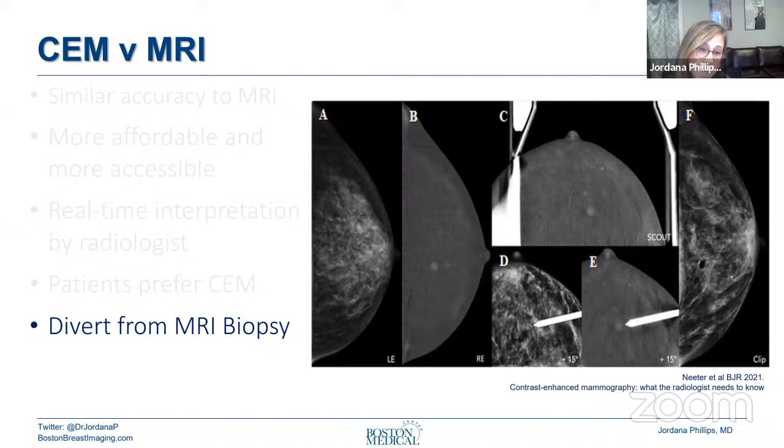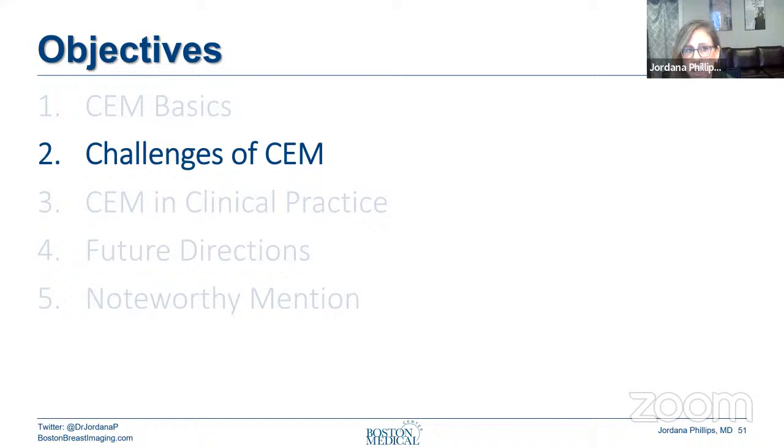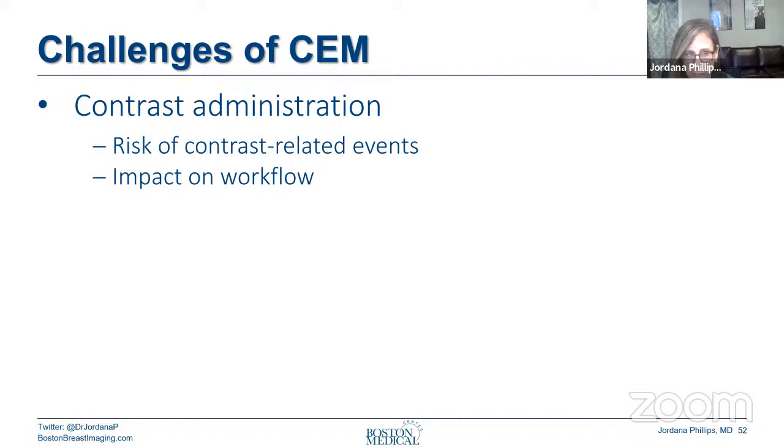We're going to move on to talking about challenges of CEM. As I mentioned, whenever we talk about the challenges, there's always something that we need to discuss. And the main challenge of contrast-enhanced mammo really relates to contrast administration, as you would expect. So there is a real risk of contrast-related events. This includes what we used to call contrast-induced nephropathy, and now it's called contrast-associated or contrast-induced acute kidney injury. And it also includes extravasation of the contrast material in the arm after it's administered through the IV line.